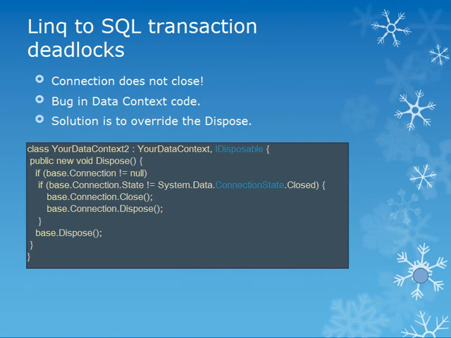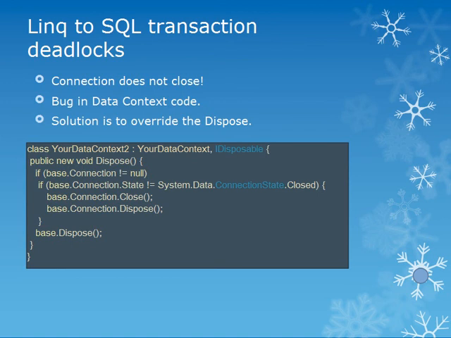So the solution is that you create a new data context class that inherits the generated data context. Here I have shown an example that I've hand-coded, YourDataContext2, which extends the YourDataContext that is generated by Visual Studio. I override the dispose. I just make it IDisposable and override Dispose, and inside it, I manually close the connection. So that is the trick here. You have to do this manually.